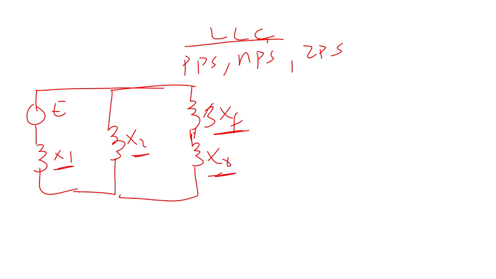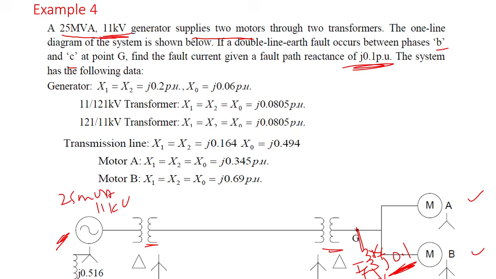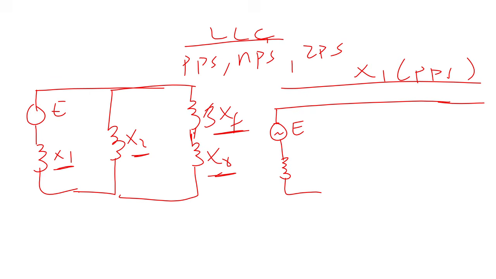How do I find my X1? Let me do my X1 just here. That's my PPS value. Let me start basically here. I draw my line. Now you realize that here we have a generator. I bring my E. Then I bring the reactance of the generator. Now with this power system, from the generator, it goes to the transformer, the line, the next transformer, and then to the two motors, right? So now I'll have the diagram drawn like this.